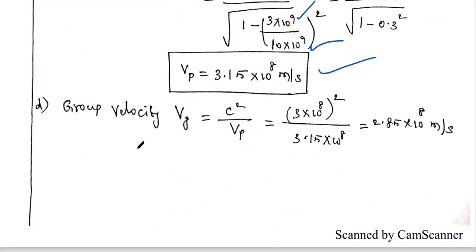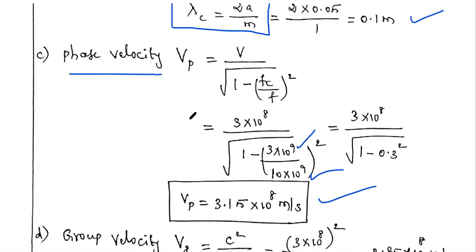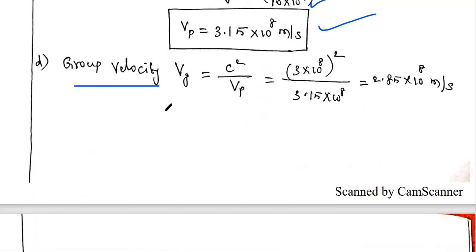And the next one, group velocity. If you know the phase velocity, we can calculate the group velocity by an easy method. Okay, for group velocity, you already have one formula: the group velocity equals V into square root of 1 minus (Fc by F) the whole square. Or otherwise, you may use the product of group velocity and phase velocity, which is equal to the square of C. Okay, Vp Vg equals C squared. From that, the group velocity is equal to C squared divided by Vp.